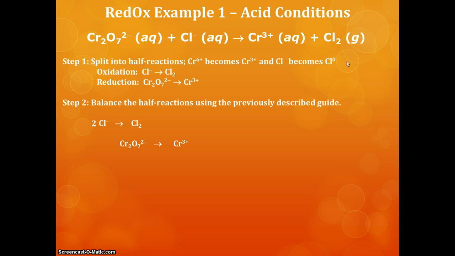Down at the bottom, we're going to look where we have 2 chromiums in the reactants, but only 1 in the products. So we'll fix that also with a coefficient of 2. Next, we're going to handle oxygens by adding water. Well, the first reaction, the oxidation reaction, has nothing but chlorine, so we'll come back to it in a minute. But it looks like I have 7 oxygens in the dichromate and none on the product side, so we're going to add 7 waters to the product side to take care of that.